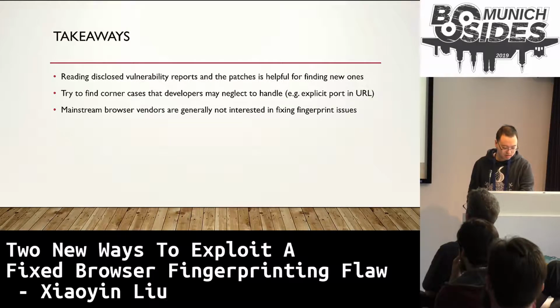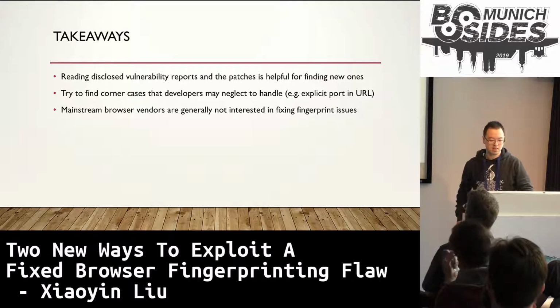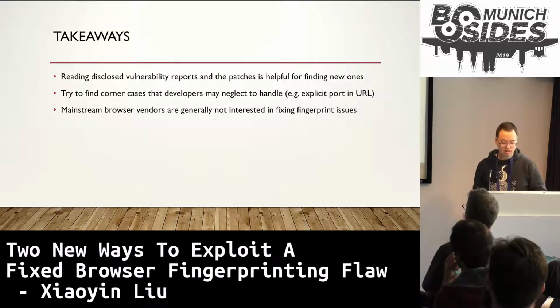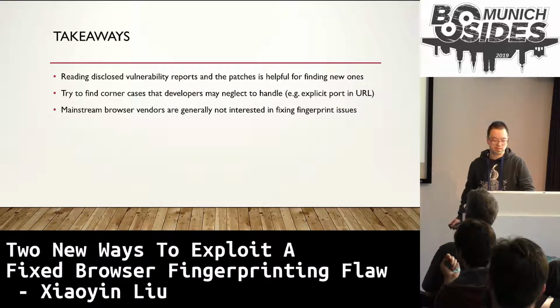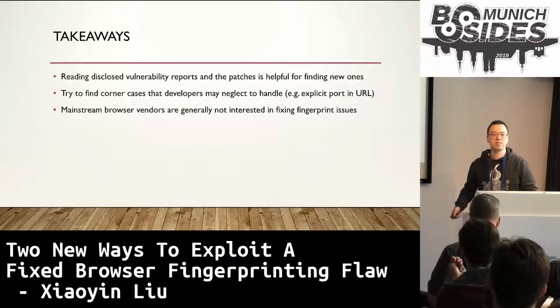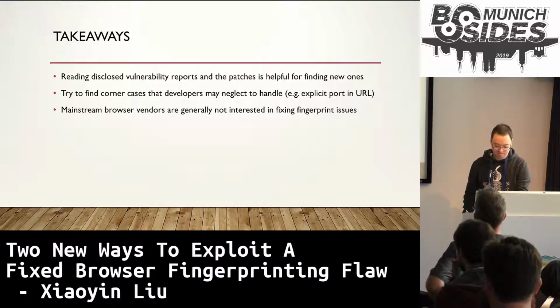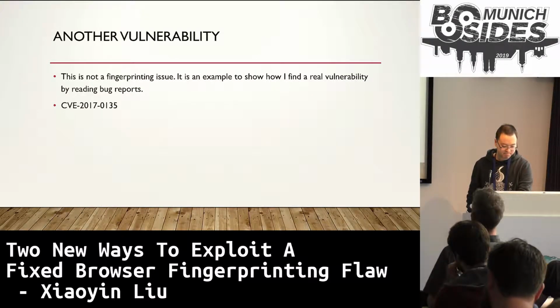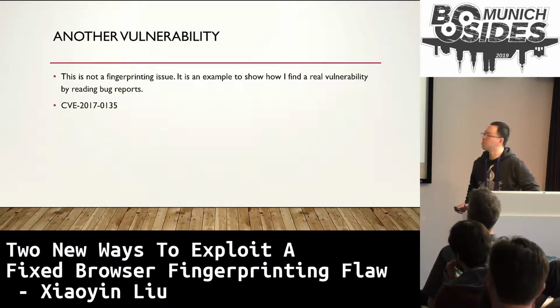Okay. And so these are the takeaways from my experience with the 2 bypasses. Basically, I just want to encourage you to read the reports and the write-ups, and if you understand them and you implement your own POC, maybe you can find some easy bugs from that. Okay, and then I will talk about another vulnerability to show that it's really useful to read other people's reports.